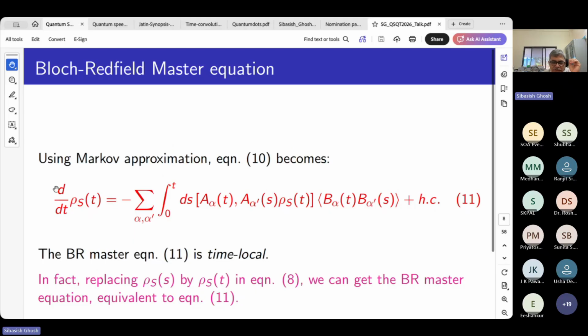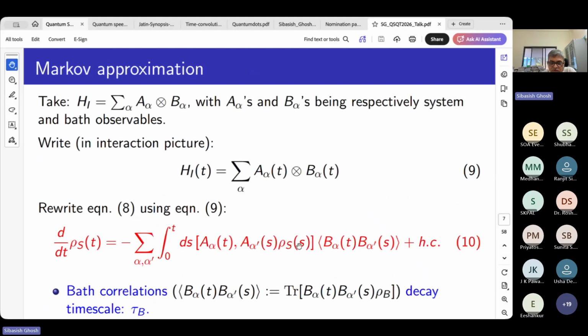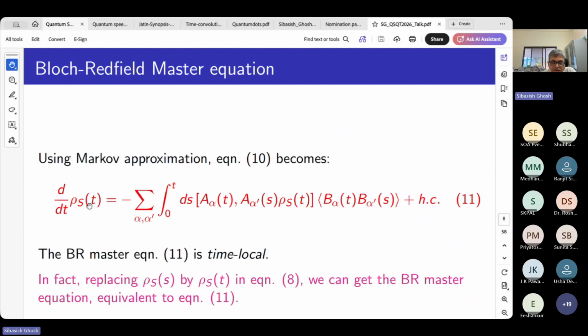So we now have the Born approximation and the Markov approximation, which give rise to equation 11. This is the time evolution equation for the system's density matrix, and on the right hand side you have this quantity. This equation is known as the Bloch-Redfield master equation. It is a master equation because it gives the dynamical equation for the system's density matrices. As you can see on the right hand side of equation 11, this is time local, so only t is involved. When you talk about rho s at t, only rho s t is involved. If you compare it with equation 10, you see that rho s at s is involved, so the previous time is involved. Here it is the present time.